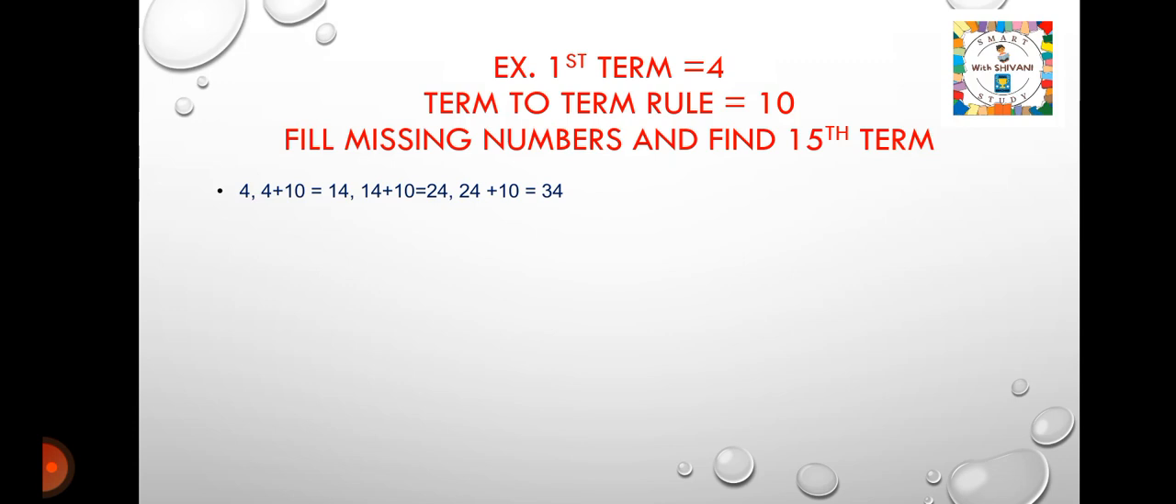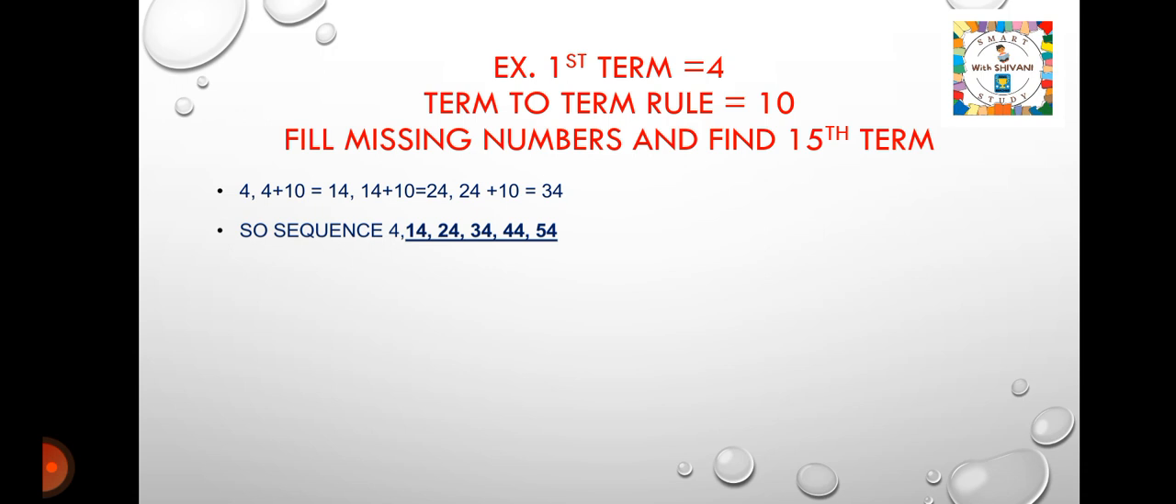So the simple rule, which is an arithmetic sequence, says that we have to simply add 10 to the preceding term and we get the answer. So 4 is our first term. In order to get our second term, we will add 10 to 4, which is 14. Now, in order to get the third term, we will add 10 to 14, which is 24, and 24 plus 10 is 34. So our sequence will be 4, 14, 24, 34, 44, 54, and so on.